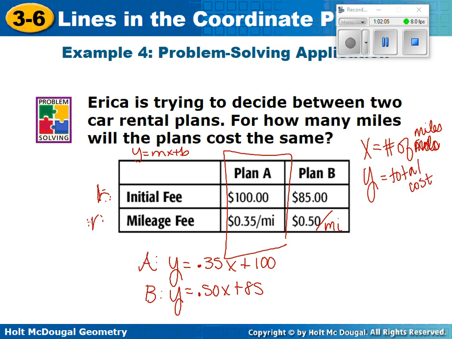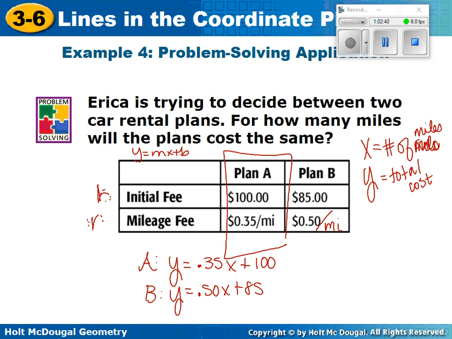And the question said, when will the plans cost the same? So if y is the cost, what do we want to be true about these two y values? We want them to be the same. So what we're trying to figure out is what value for x makes these the same. So what could we do to solve for x? Technically, that would work. We could solve the system and subtract them. That would be doing the elimination method, and that would be totally fine, Jaden.